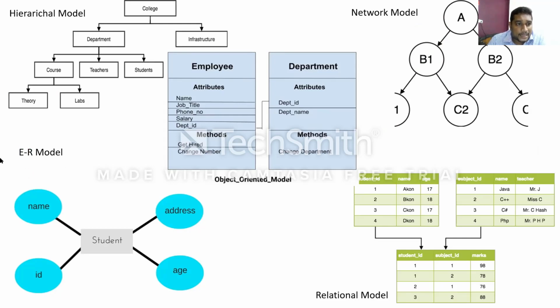ER model is a logical structure or logical schema, where data is in the form of entities and attributes. It is a pictorial representation, where an entity is nothing but a real world thing, for example a student, which has properties called name, address, age and id. In this model the relation is easy to understand because the data can be used in picture format.